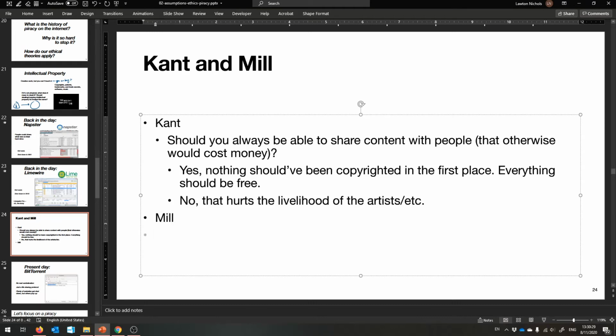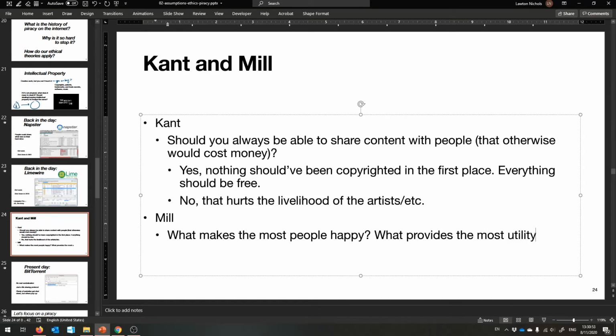All right? Mill would look at it from his utilitarian perspective. He would say, okay, what is the best thing here? What gives the most people, what makes the most people happy? What provides the most utility? And these are two separate questions because it's possible that you can provide the most utility by not allowing copyrighted things to be shared.